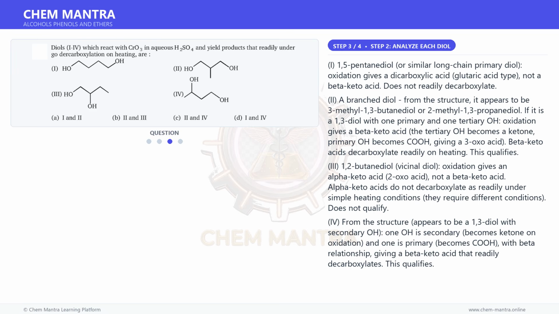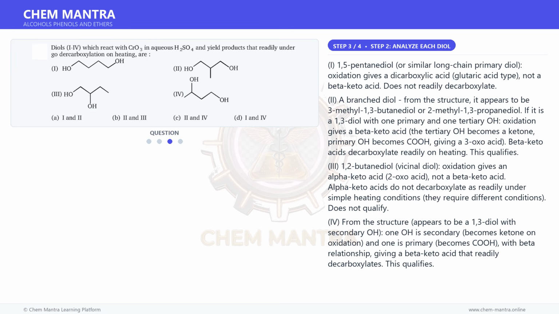3. 1,2-butanediol. Vicinal diol oxidation gives an alpha-keto acid, a 2-oxo acid, not a beta-keto acid. Alpha-keto acids do not decarboxylate as readily under simple heating conditions; they require different conditions. Does not qualify.